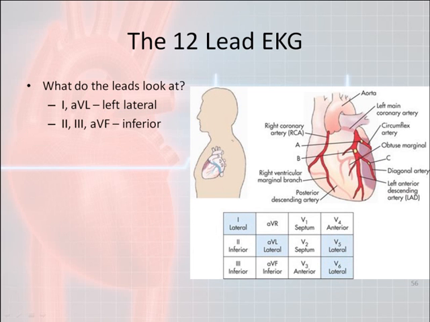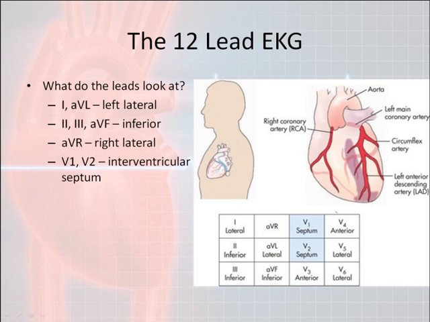If somebody is having an inferior problem, then you're going to have problems in the 2, 3, and AVF. So if you have ST segment elevation in 2, 3, and AVF, then you know you're having an inferior wall MI, which is actually going to be down here.